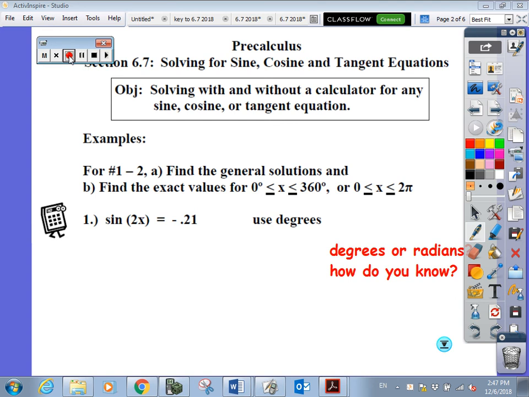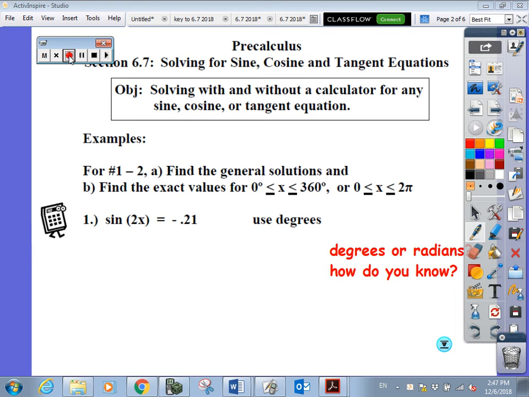So this problem, sine 2x equals negative 0.21. We have almost the same problem as number 4, sine 2 theta equals root 3 over 2. So it's the same left side. It all depends on that right side, the constant, whether you use a calculator or not. The directions. What do the directions say?